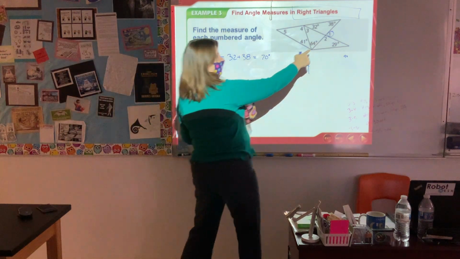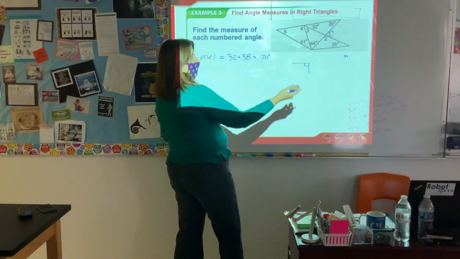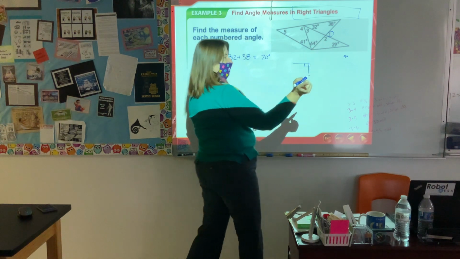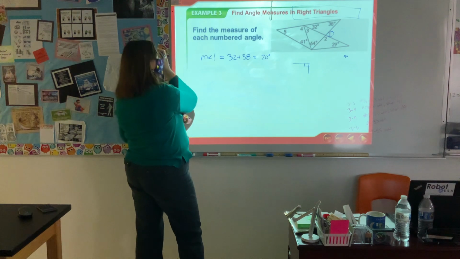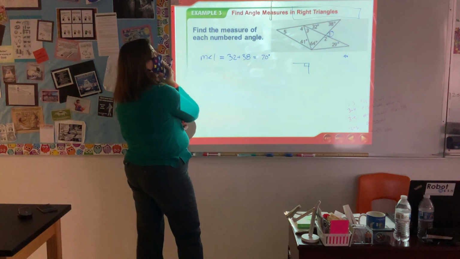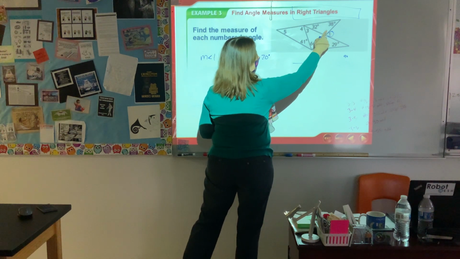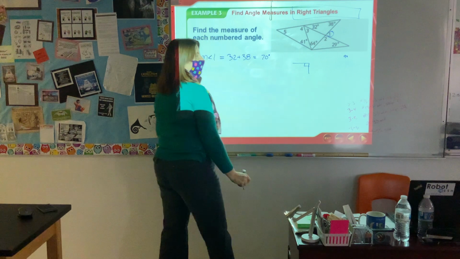Was angle 1 easy to find using this exterior angle theorem? Yes. If I know that, can I determine 2? Yes. Using what? The vertical angle. That's not a vertical angle. We'd have to know this angle to get the vertical angle, which we could, but that would be 2 steps. We're not going to just relate 1 and 2.